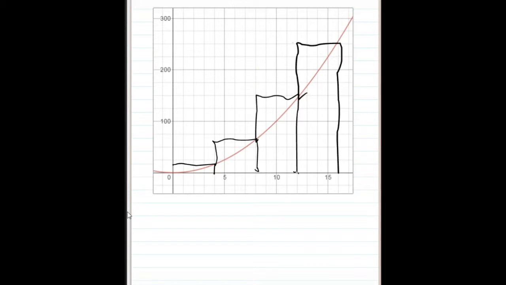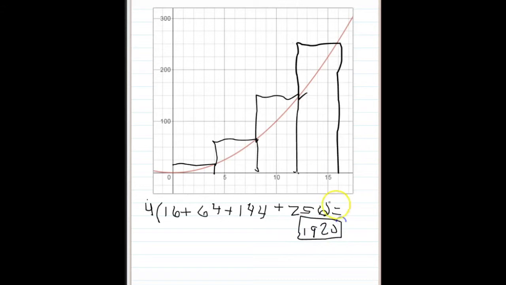Now what I'm going to do is find the area under these curves. I know that the area of a rectangle is base times height, and every time my base is going to be 4, so I'm going to pull that 4 out, and then add up the y values. So I know that that's going to be 16, 64, 144, and 256. I was able to see that from the graph. And I get a total of 1,920.